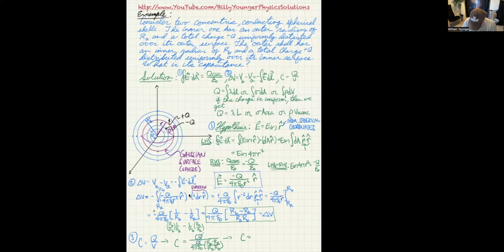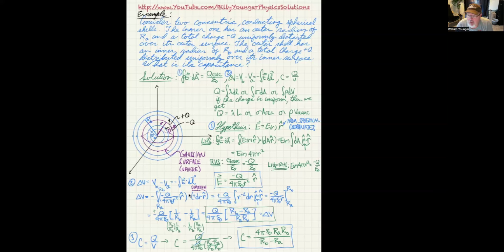This 4 pi epsilon naught is in the denominator of the denominator, so that's going to become the numerator. And RA and RB are also in the denominator of the denominator. So this is going to become 4 pi epsilon naught RA RB divided by RB minus RA, and that is the capacitance formula for concentric spherical shells.